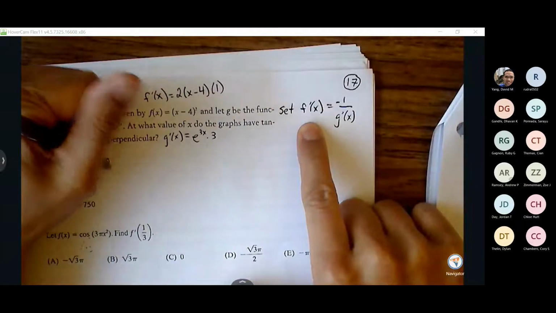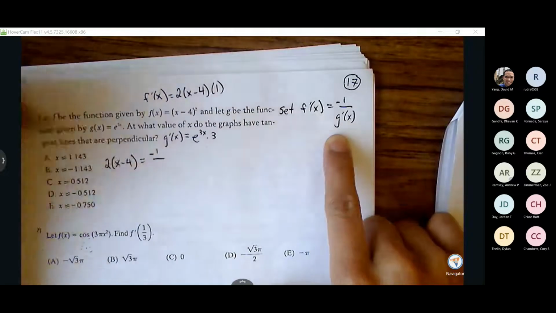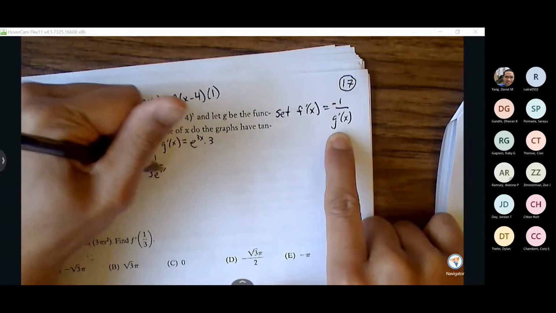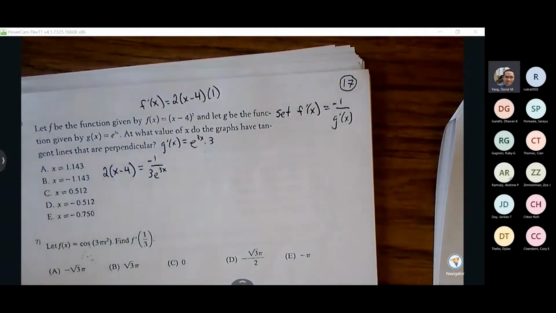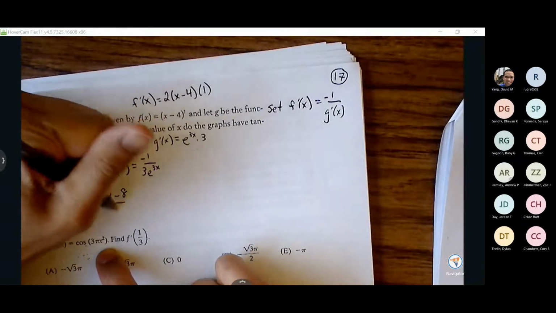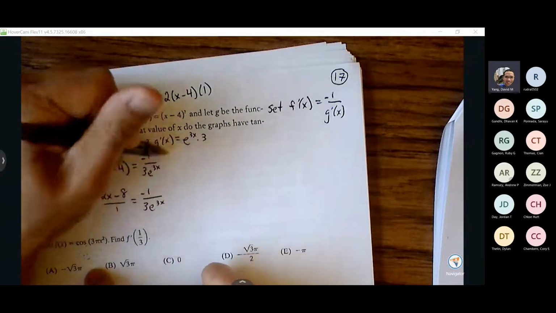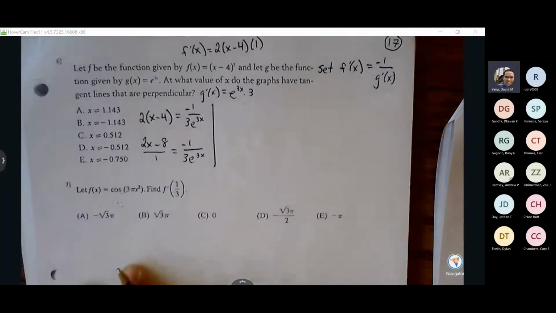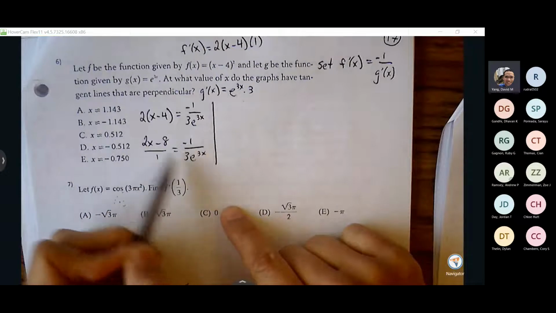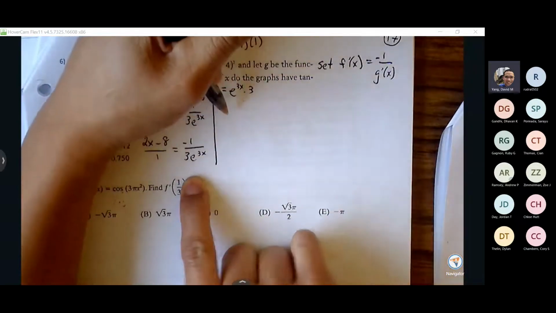F prime equals -1 over g prime, 3e to the 3x. All right, I'm just trying to figure out how I can solve for x. This is going to be kind of hard because we have x's all over the place. It's hard to solve by hand, but maybe what I can do is get everything over to one side. I'm going to cross multiply first just to get rid of the fractions.